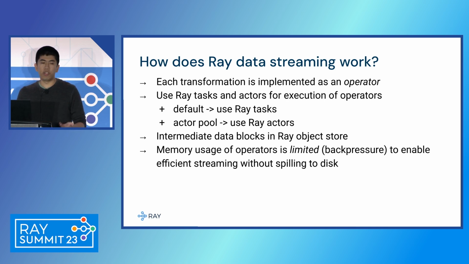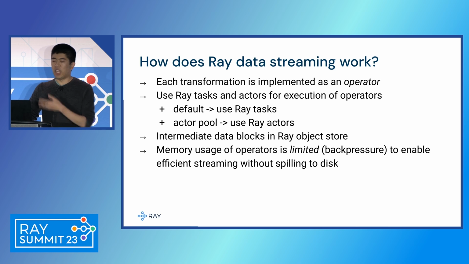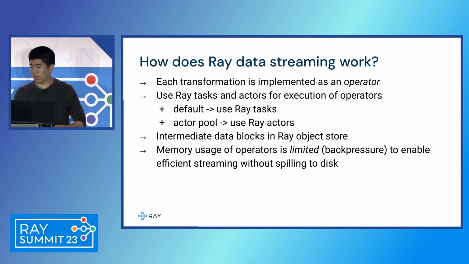And the memory usage of these operators is limited, also known as back pressure, to enable efficient streaming without spilling to disk. This part is interesting because if you think about not having back pressure, what happens is the streaming actually just degrades to bulk execution. So basically, back pressure is the main difference between streaming and bulk.